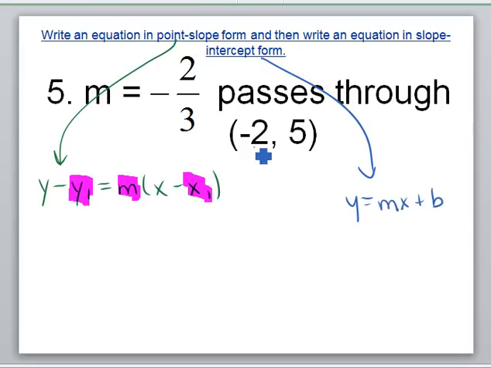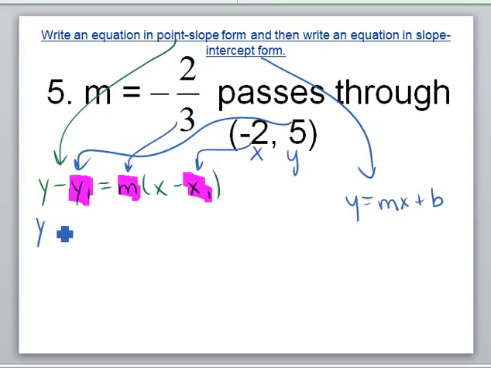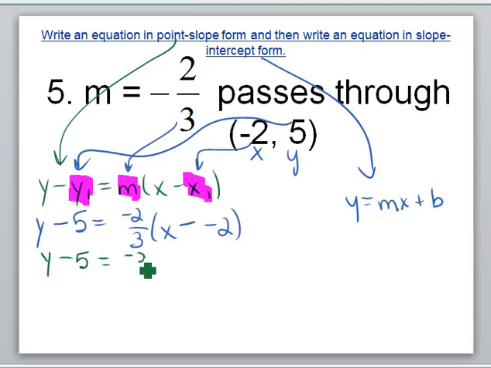So what I'm going to do is I'm going to write down x, y underneath here. I'm going to substitute negative 2 in for the x, and I'm going to substitute 5 in for the y, and I'm going to substitute negative 2/3 in for the m. So I have y minus y sub 1 is 5 equals my slope, negative 2/3, x minus x sub 1 is negative 2. Yes, I have a minus minus here. Well, let's fix that up. Let's simplify that. So it's actually x plus 2. I will finish this problem up on the next video. So all I've done so far is I've written this in point slope form.